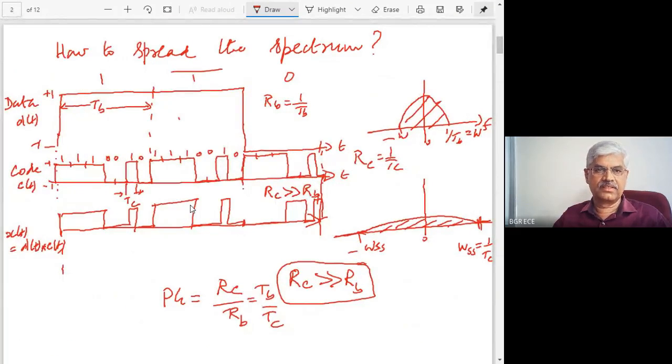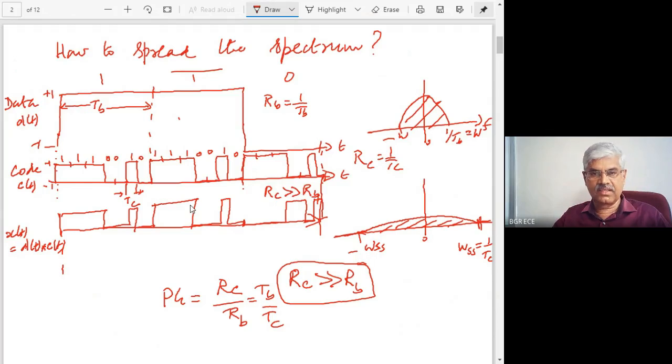What are the design parameters in this process? For us to know how much gain we get by spreading, see what we are losing and what we are gaining. We normally lose something and gain something. What are we losing? If we want to transmit the data as it is, we would have required only a bandwidth of 1 by TB, that is RB hertz or W hertz. That is the bandwidth required. And if you spread the spectrum in this manner and transmit in the channel, the bandwidth required in the channel will be 1 by TC, which is RC.